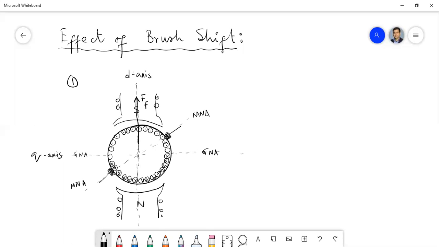No. So what changes should I incorporate? So this side will be always dot. I have to erase this. So this will be dot and this side cannot be dot. This side will be cross. So there will be cross, cross, cross, and here we'll have dot, dot, dot. So that means after commutation, the direction of the current has to be changed.